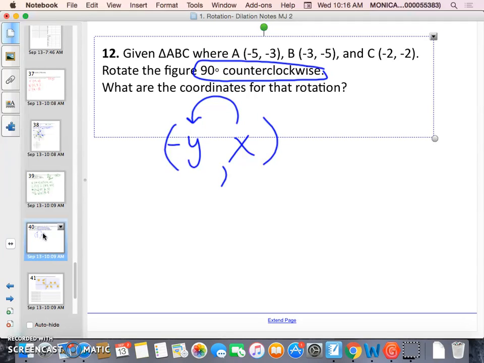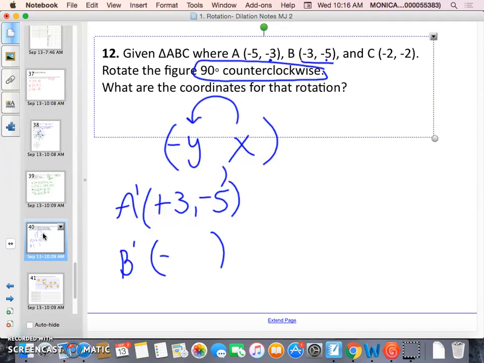So I'm going to look at coordinate A here, and I know the -3 is going to come first, and then -5 because I'm flip-flopping them, and then this one becomes positive. For B prime, I look back at my coordinates here, and I know the -5 is going to come first, and then -3, and the -5 is going to become positive. And then for C prime, they're going to flip-flop.